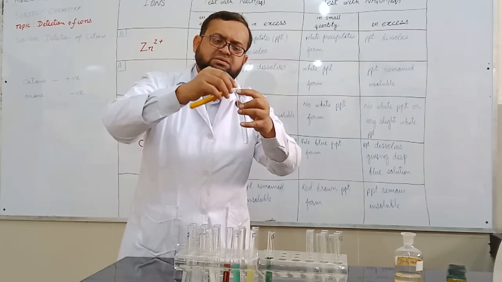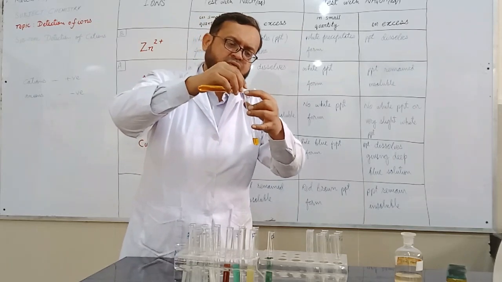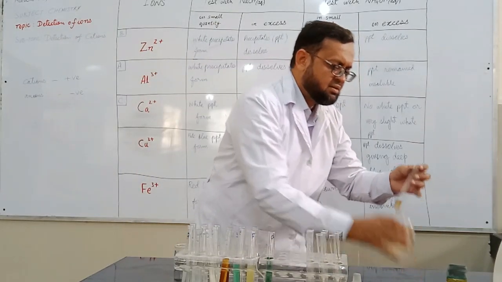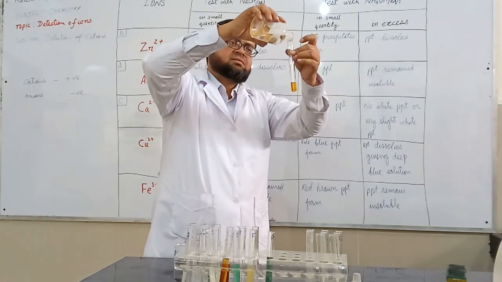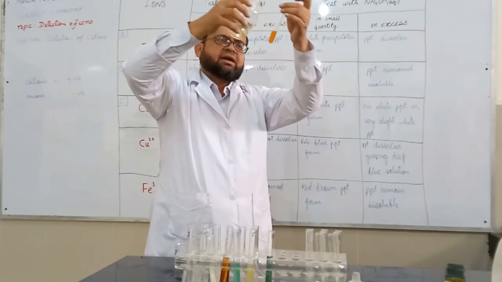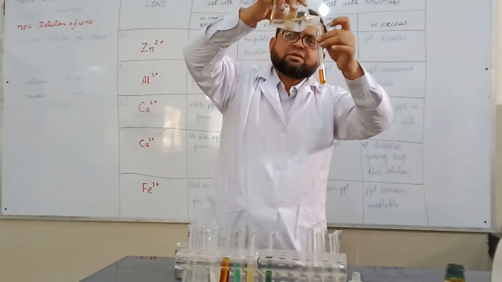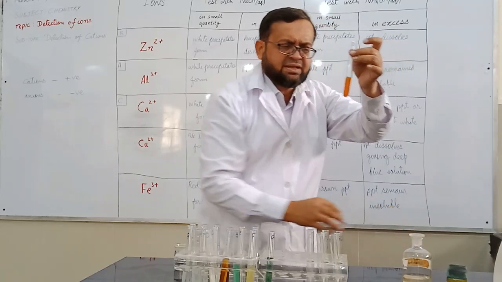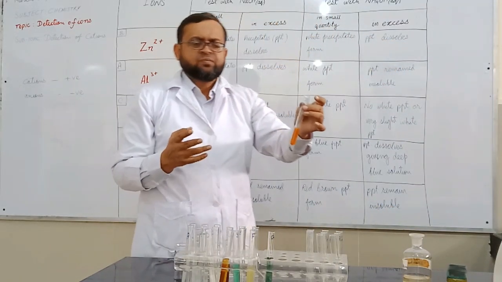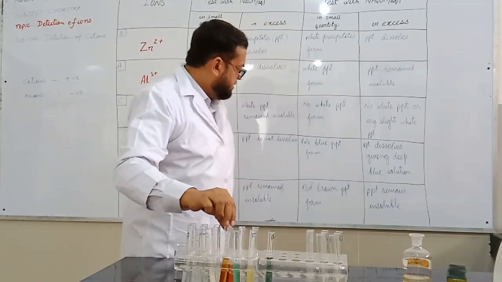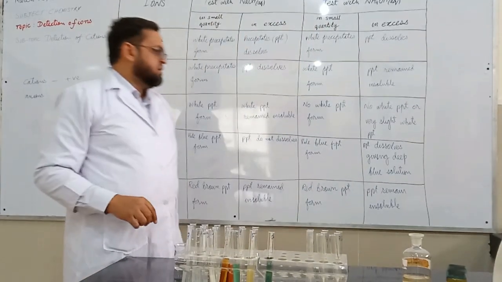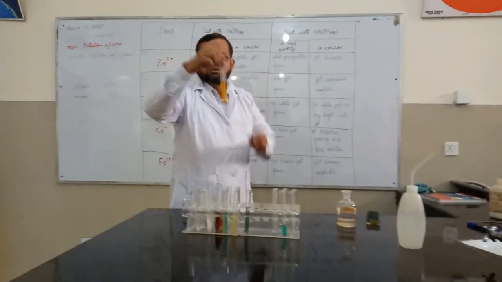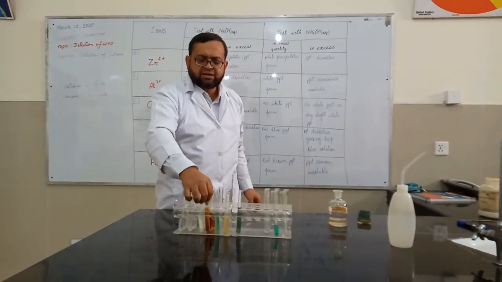Now we will check the same solution with ammonia. See here. Again, precipitates are formed, and even in excess, the precipitate increases instead of dissolving. So we can say that these precipitates are insoluble. So see what we have written: red brown precipitate forms and the precipitate remains insoluble. So it means sample D contains iron 3 ion.